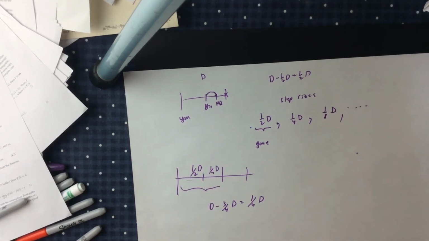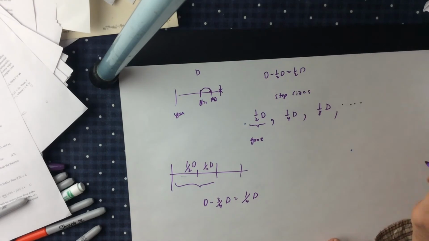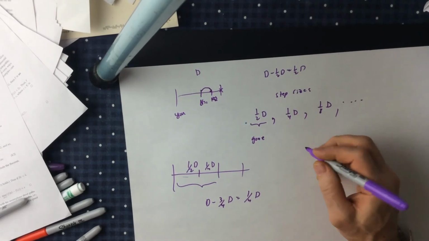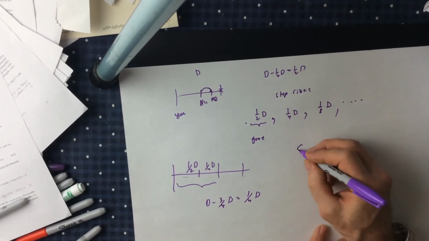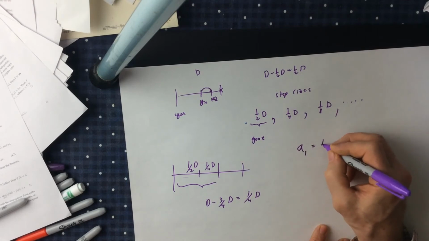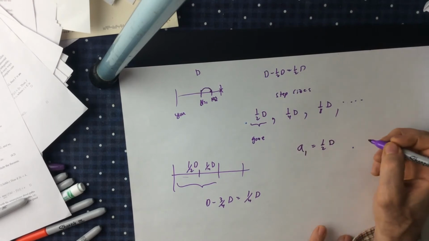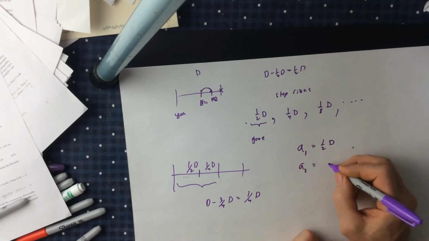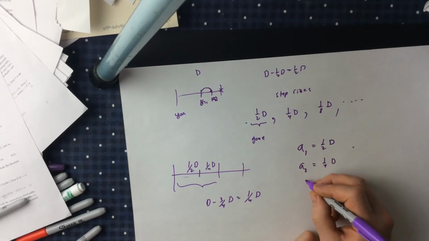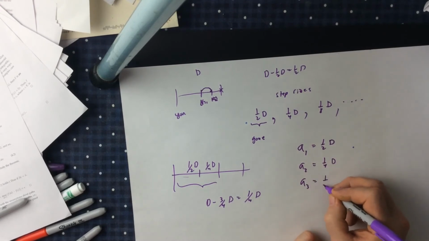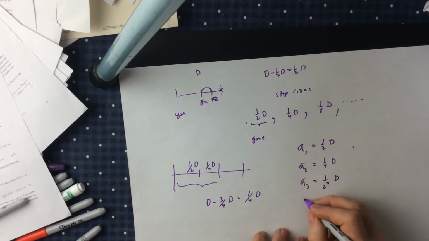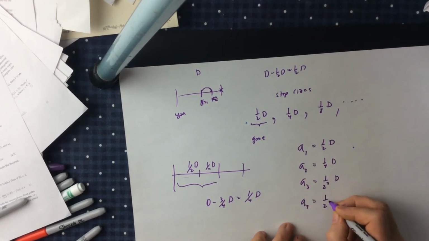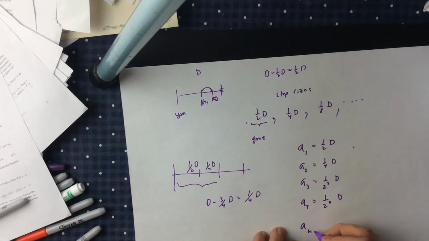So each of your step sizes, half of half of half, produces a very nice pattern. I'm going to write down an A sub n. A1 is a step size of 1/2 d. A2 is a step size of 1/4 d. A3 is a step size of 1/8 d. A4 is a step size of 1/16 d. And in fact, A_n looks like (1/2)^n d. I know the step size that you're doing.